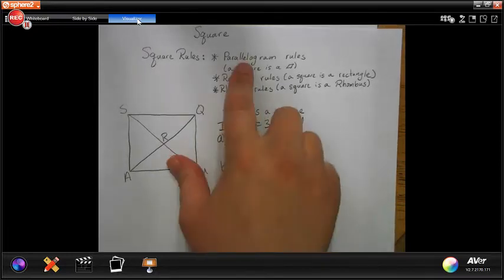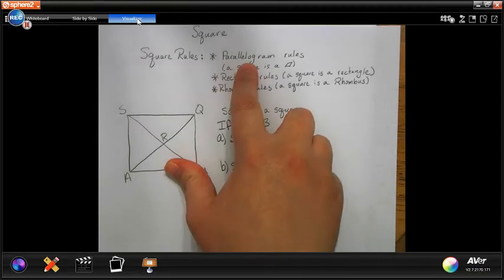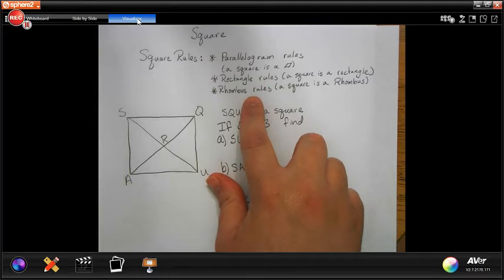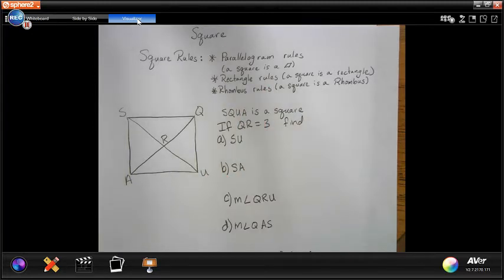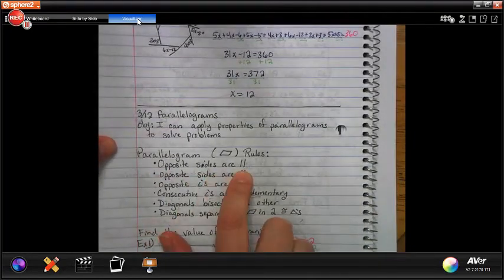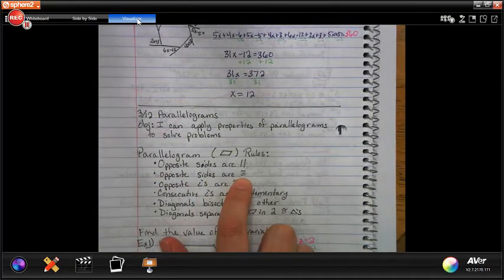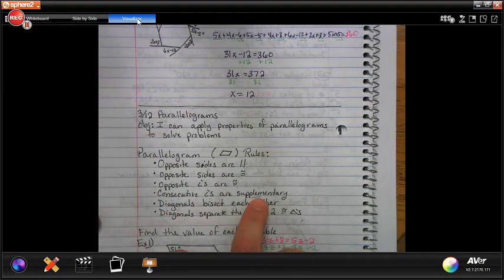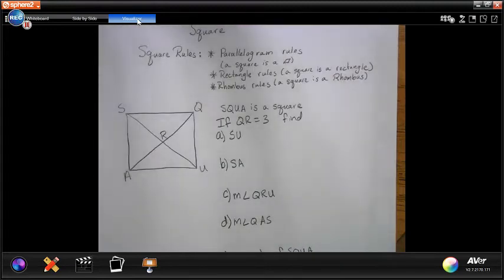So a square is a parallelogram, so it uses all of the parallelogram rules. It uses all of the rectangle rules and all of the rhombus rules. The square doesn't really have its own set of rules. It basically is a combination of everything. So, things that work on a square: opposite sides are parallel, opposite sides are congruent, opposite angles are congruent, consecutive angles are supplementary, diagonals bisect each other, and diagonals separate the parallelogram into two congruent triangles.